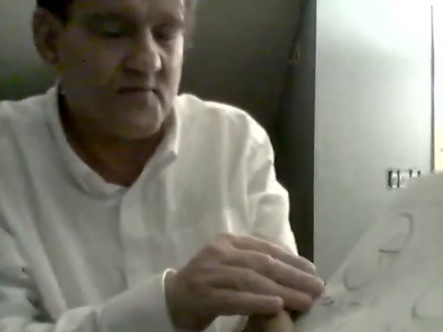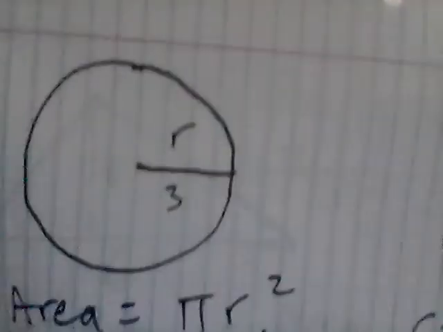Circles. We have to remember the formula for circles. Area equals pi r squared, where r is the radius. Okay? So the radius we got right here. There's your radius. In this case, you got a radius of 3. So 3 squared becomes 9. 9 times pi, which is 3.14, is approximately 28. It's 28.26, so approximately 28.